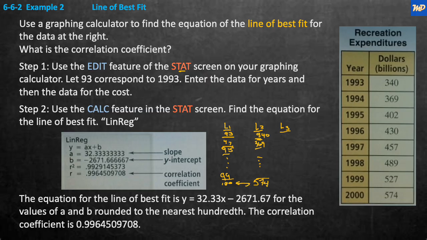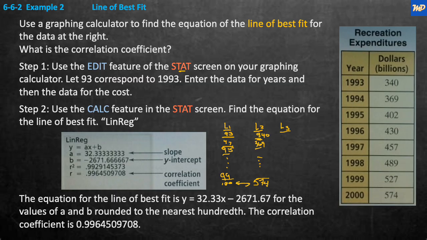Okay, so now that you have that, you're going to hit the second quit function. Once that's done, you'll return to the main screen. Hit enter, and when you do, this screen here is going to pop up. So now you've done all the data. It says use the calc feature in the stat screen. So what are you going to do?